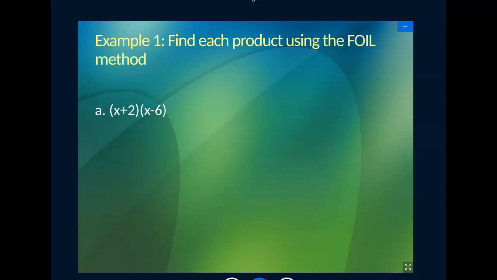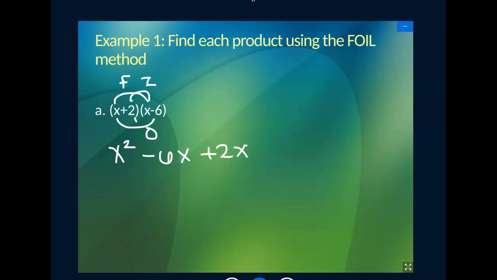So what that means is first, we're going to do the x times x, and you get x squared. Outer: negative 6x. Inner: 2x. Last: negative 12. What's the last thing I need to do before this problem is done? What are these 2 terms right here called? Yeah, like terms. So we got to combine them.